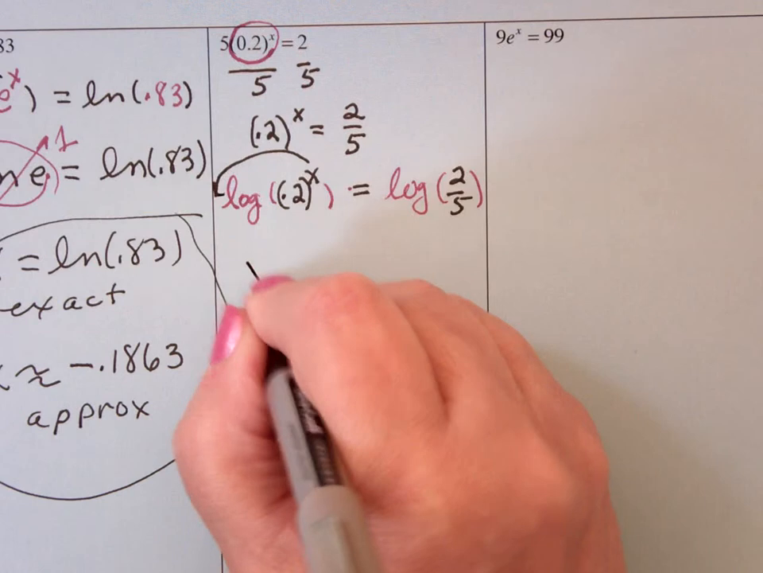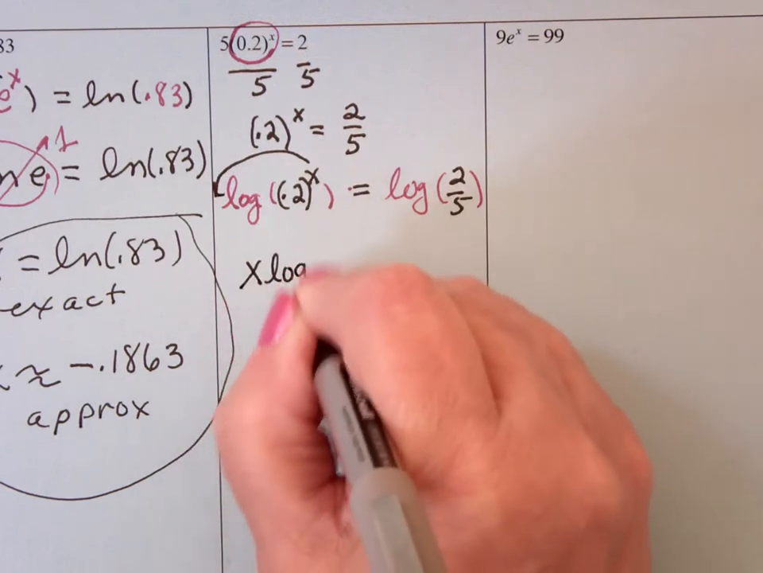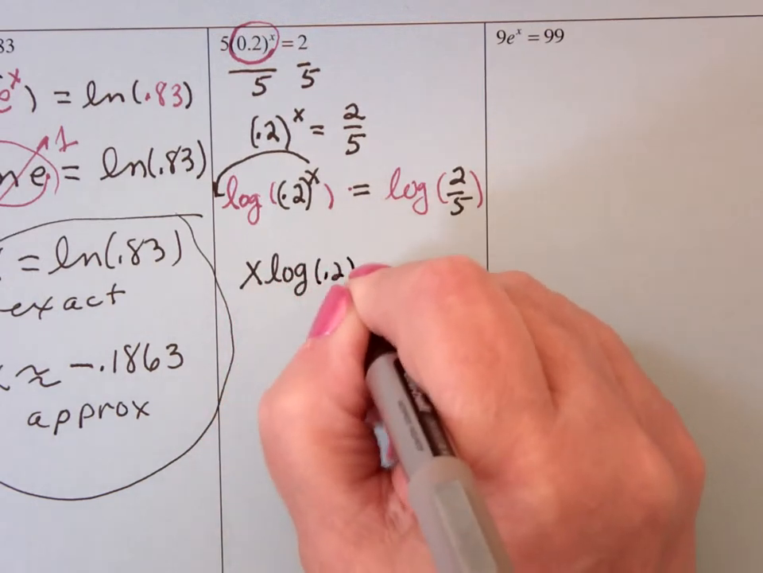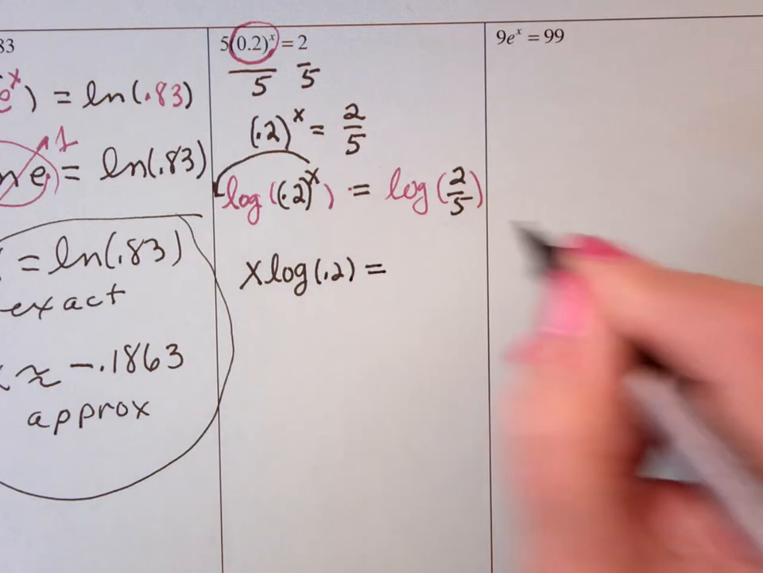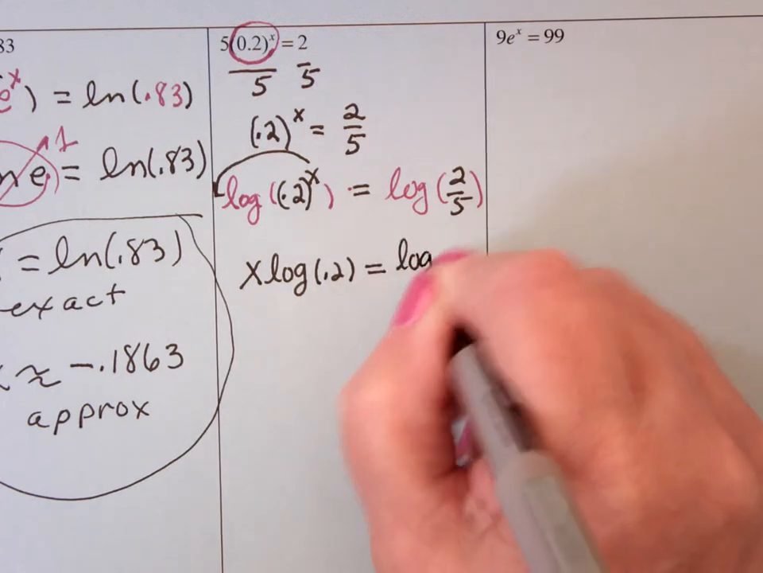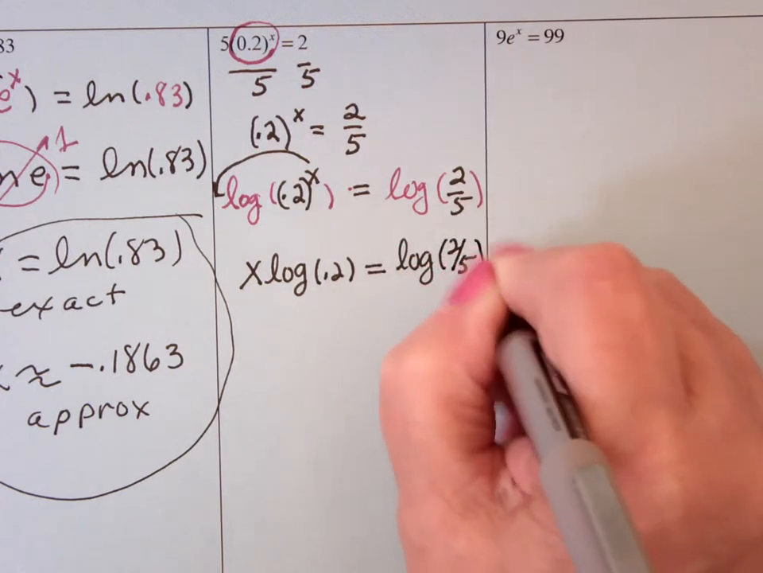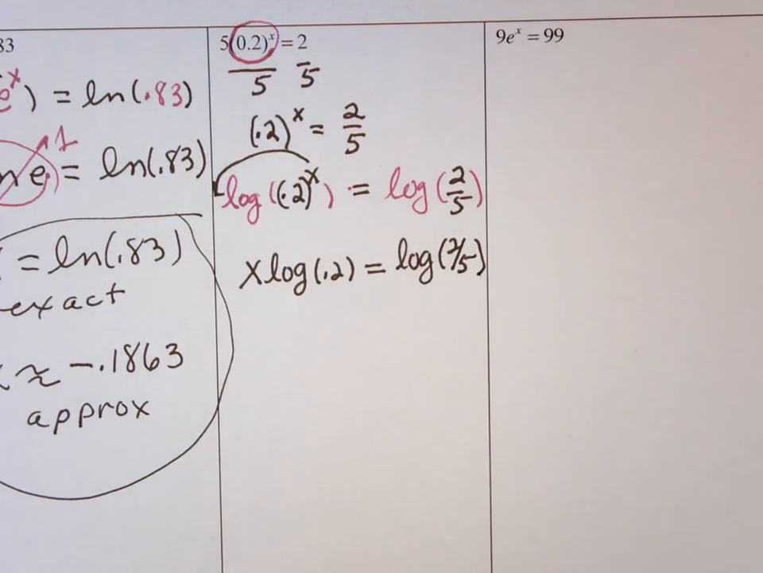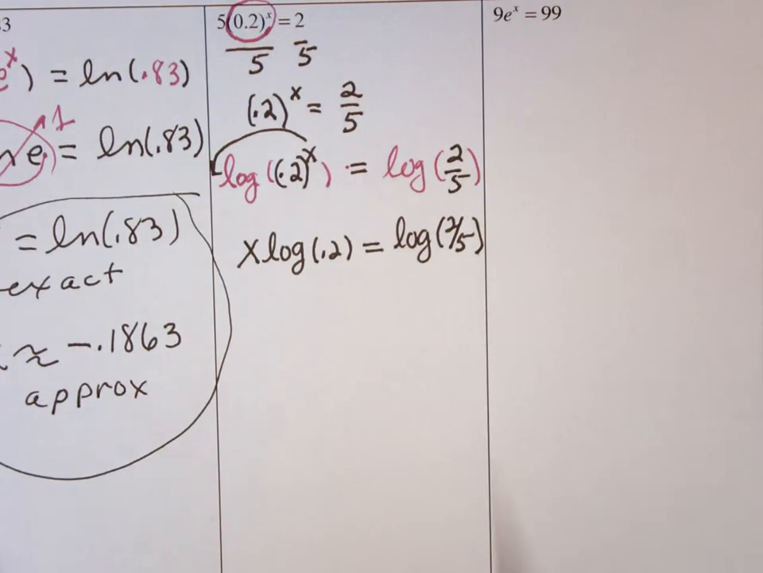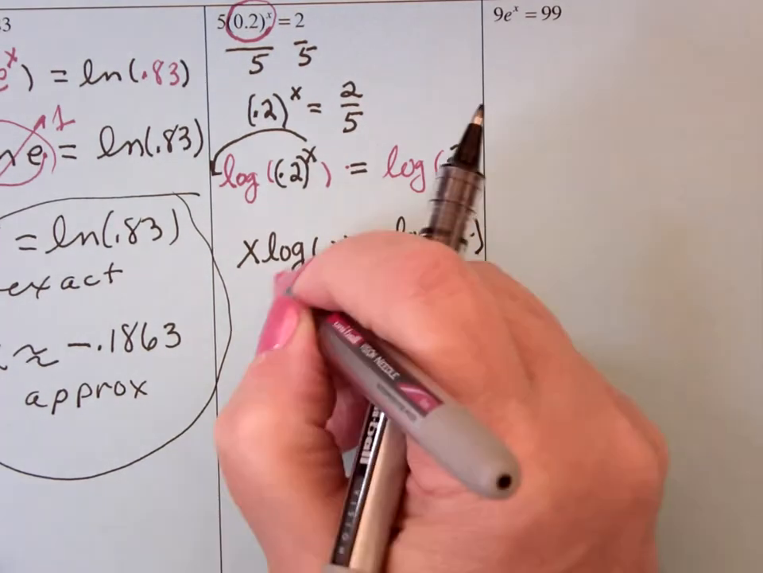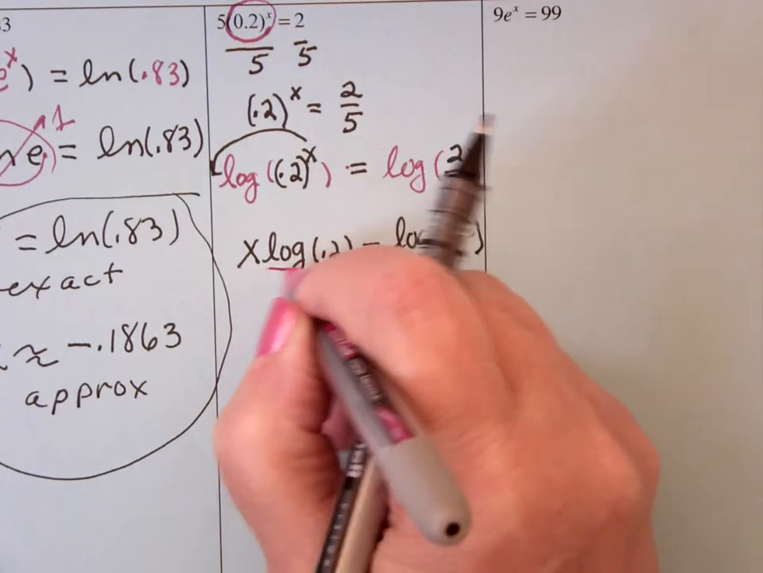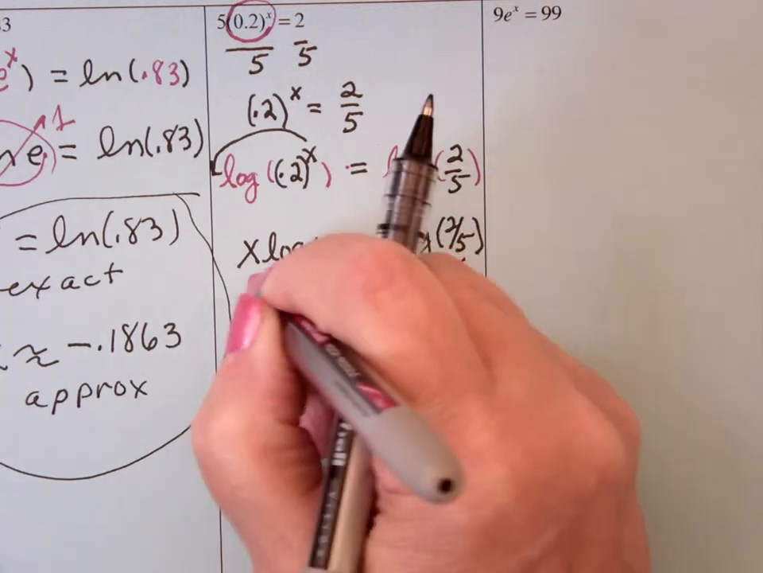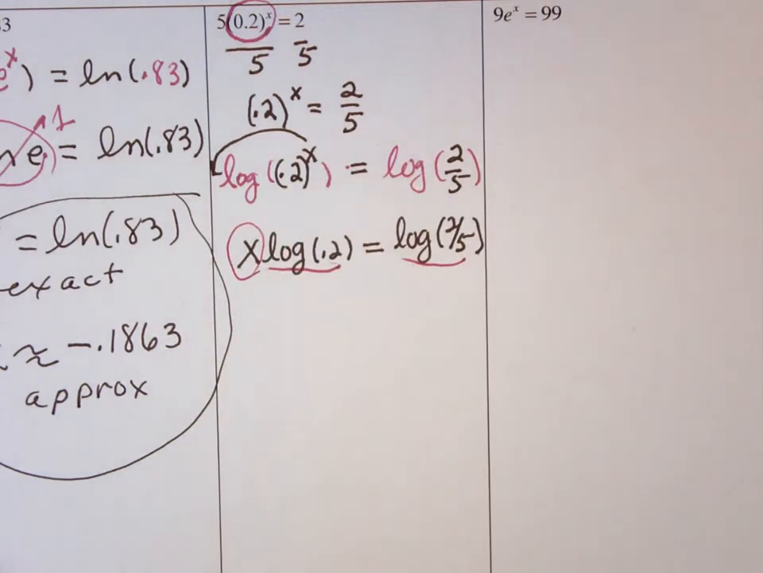So bring down the x using the properties of logarithms: x times the log of 0.2 equals the log of 2/5. If you wanted to change these to decimal numbers at this point, you could. I would accept either answer. Now, this is a number, and this is a number. The goal is to get the x by itself regardless.